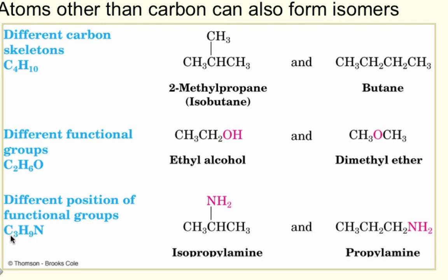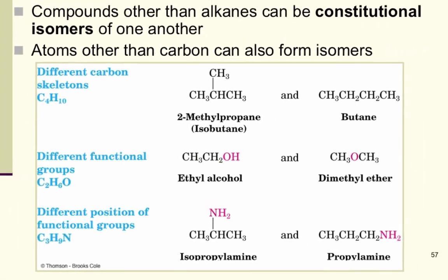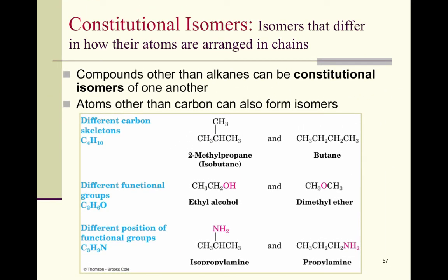We can also have different positioning, and this is also a constitutional isomer. Here we have C3H9N, and here we have nitrogen, NH2, coming off carbon number 2, and we have 3 carbons in a row, and my nitrogen's coming off carbon number 1. So these are also isomers of each other. One of the things you need to do for this class is identify isomers of each other. You also need to figure out, given a molecular formula, how many different isomers you have.